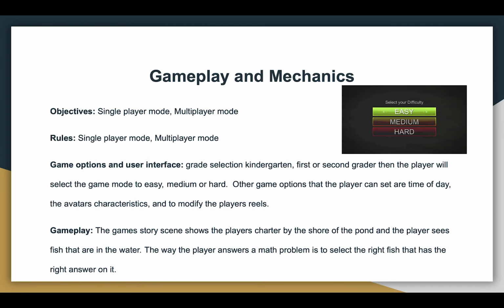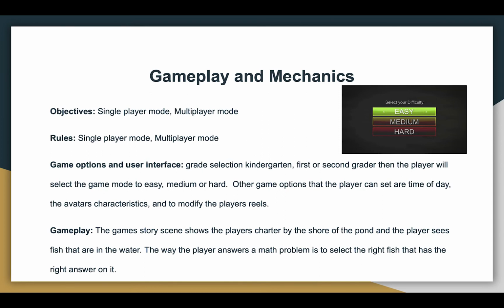So now the rules for single player mode: the player can only catch 1 fish at a time. If they select the right fish, they will put that in their inventory box. If not, they will get a strike and a try again signal. If they get 3 strikes, then they will have to do an example problem.